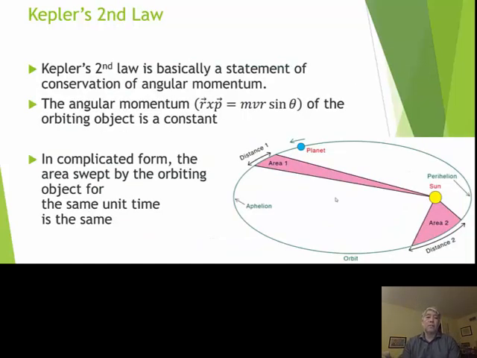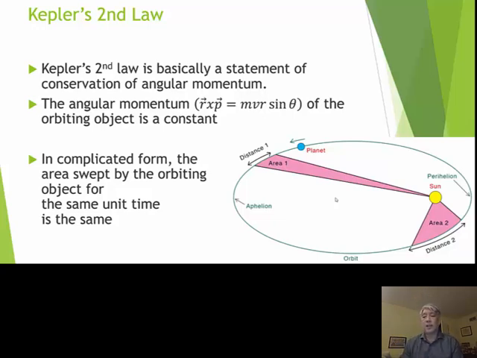So this is Kepler's second law. Kepler's second law is basically a statement of conservation of angular momentum. It basically says that the angular momentum, r cross p, of the orbiting object is a constant. Sometimes you'll see it expressed in a very complicated form. I'm not quite sure why we go with this form, but it does show up in many textbooks.